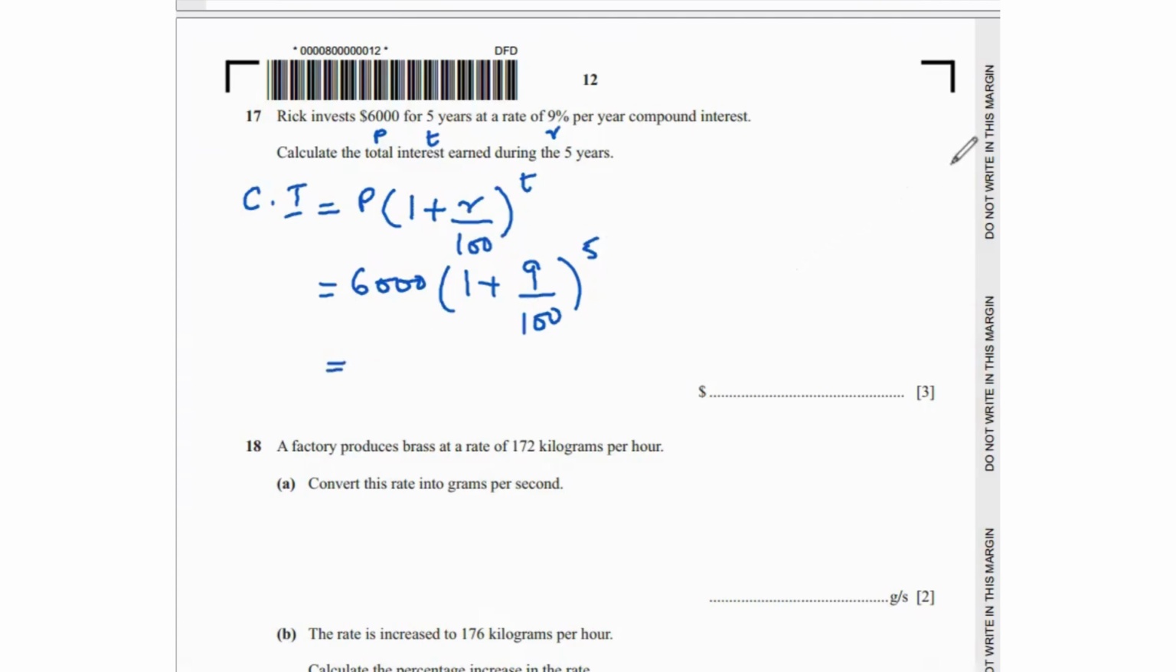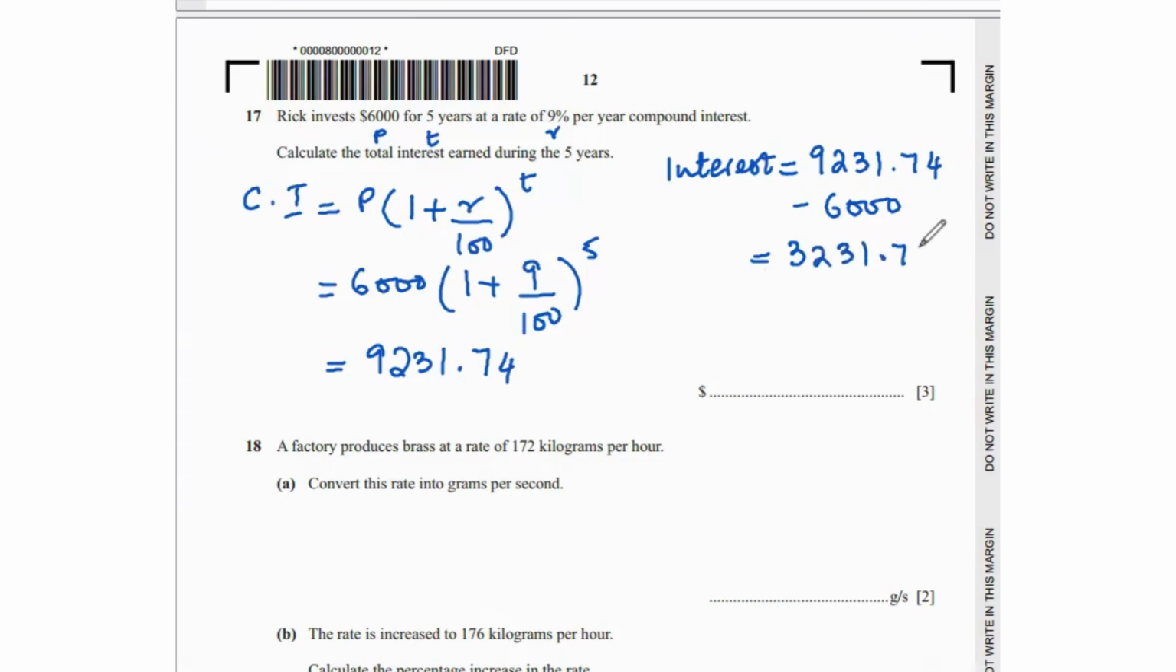Plug this in the calculator, and that will give you the total value of the investment after 5 years, which is going to be 9,231.74. So for the interest, you will subtract this and the initial amount. So 9,231.74 minus 6,000, and that gives us $3,231.74. That is the total interest she earned during the 5 years.